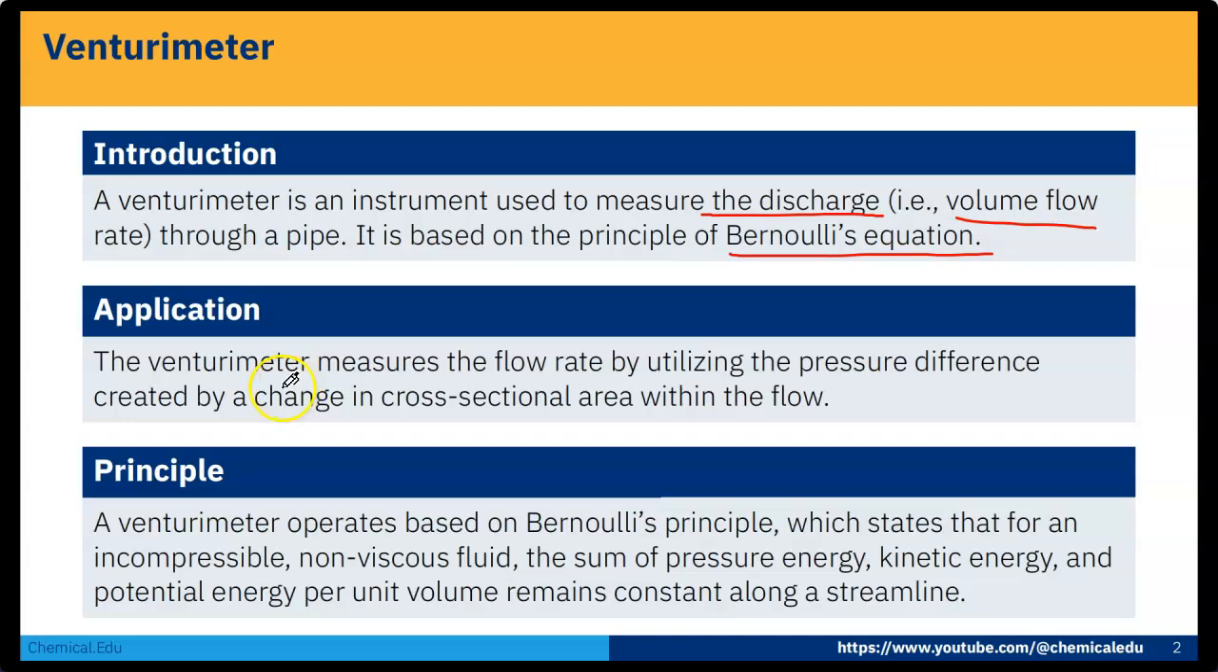Now what is the application? The Venturimeter measures the flow rate by utilizing the pressure difference created by a change in cross-sectional area within the flow. Now what is the principle behind Venturimeter? A Venturimeter operates based on Bernoulli's principle, which states that for an incompressible non-viscous fluid, the sum of pressure energy, kinetic energy and potential energy per unit volume remain constant along a streamline.